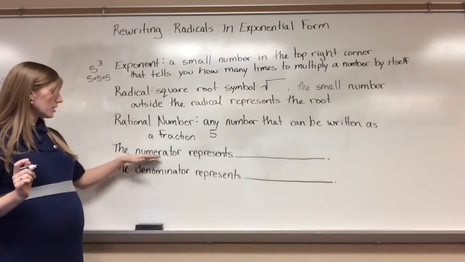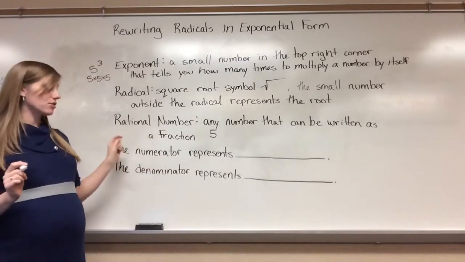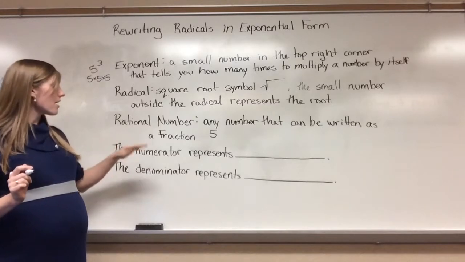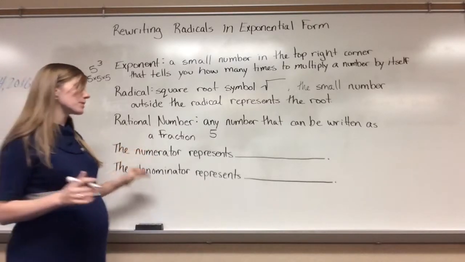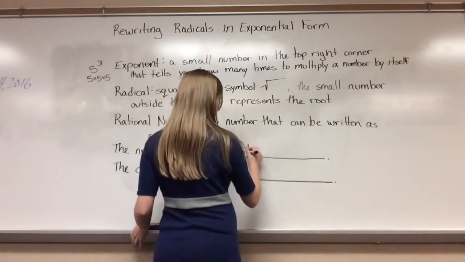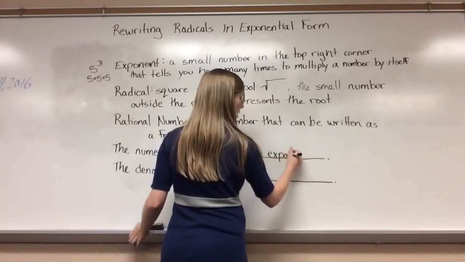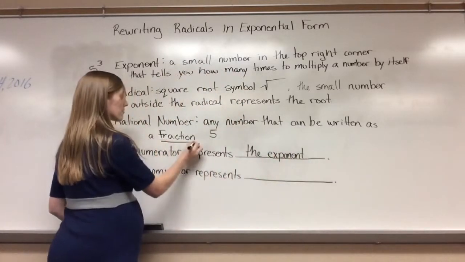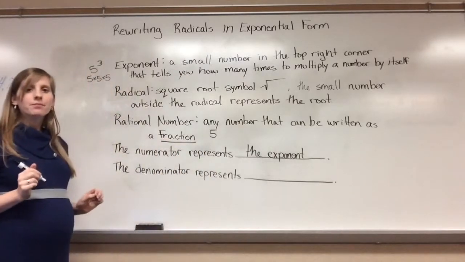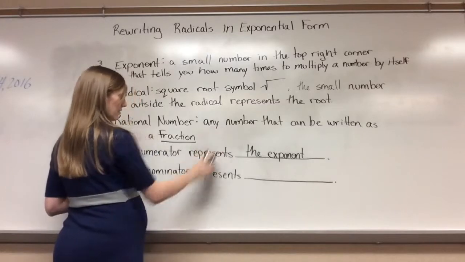So here's the two that we need to pay attention to, the numerator and the denominator of our rational numbers, our fractions. For the numerator, when we rewrite these, the numerator represents the exponent in the problem. So look for the exponent in the problem. That's going to be the numerator of our fraction. So the numerator of the fraction is going to be the exponent that they give us.